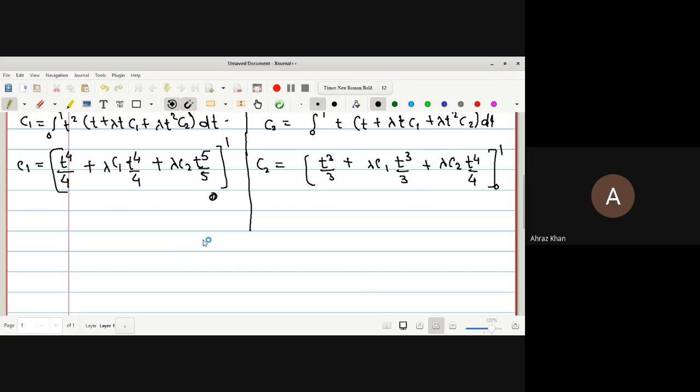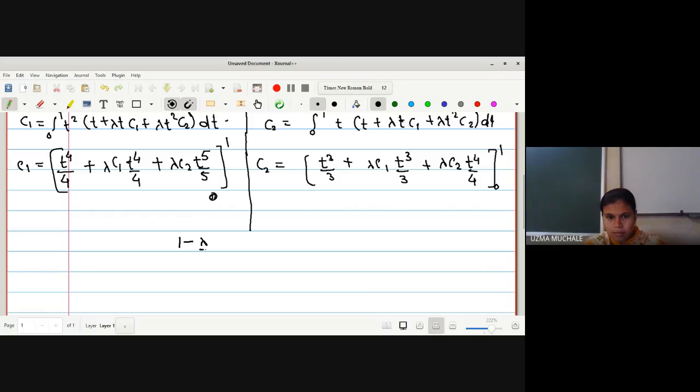Ma'am, C1 into bracket 1 minus lambda upon 4 minus lambda upon 5 into C2. So, 1 by 4. Okay, this is first equation. Or rather, we can name it as some A. What is the second equation?